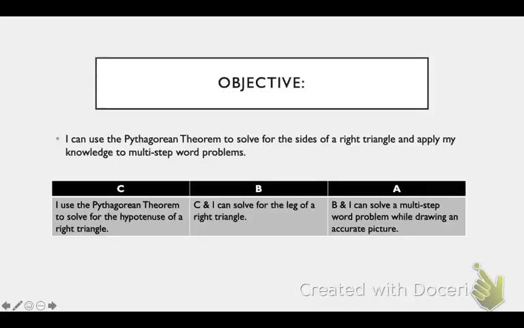Your objective is: I can use the Pythagorean theorem to solve for the sides of a right triangle and apply my knowledge to multi-step word problems. This might be review for some of you, but if you skipped pre-algebra, then you really need to know the Pythagorean theorem. If you had me last year and you learned the Pythagorean theorem, you still need to know it, so we have to make sure that you understand it, and it's one of the things we don't teach in algebra that we need to know as 8th graders.